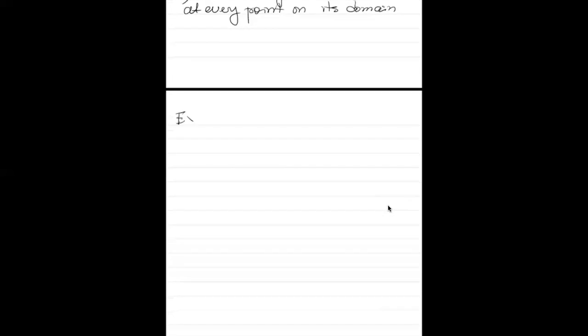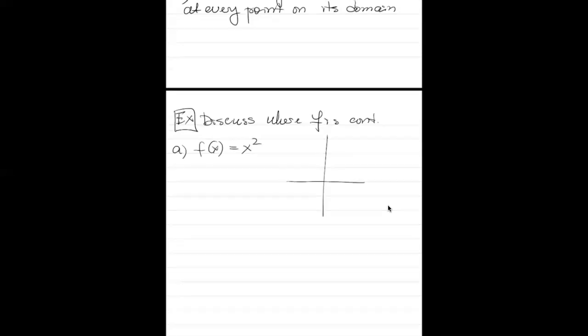So now that we know that, let's look at this example and discuss where f is continuous. In other words, write the interval where f is continuous. So A, we're going to start with a polynomial. Let's make it really easy. Let's do x squared, because it will be easy to graph, and it's a parabola.